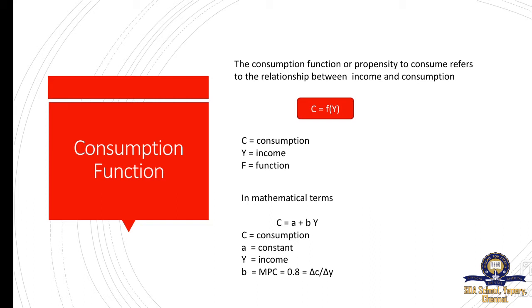The formula to calculate consumption function is C equal to f of Y. C refers to consumption, Y refers to income, f refers to function. Or in mathematical terms, C equal to A plus BY. C refers to consumption, A equal to constant, Y equal to income, and B equal to MPC, marginal propensity to consume. The formula to calculate MPC is delta C by delta Y, change in the consumption divided by change in the income. That is equal to 0.8.